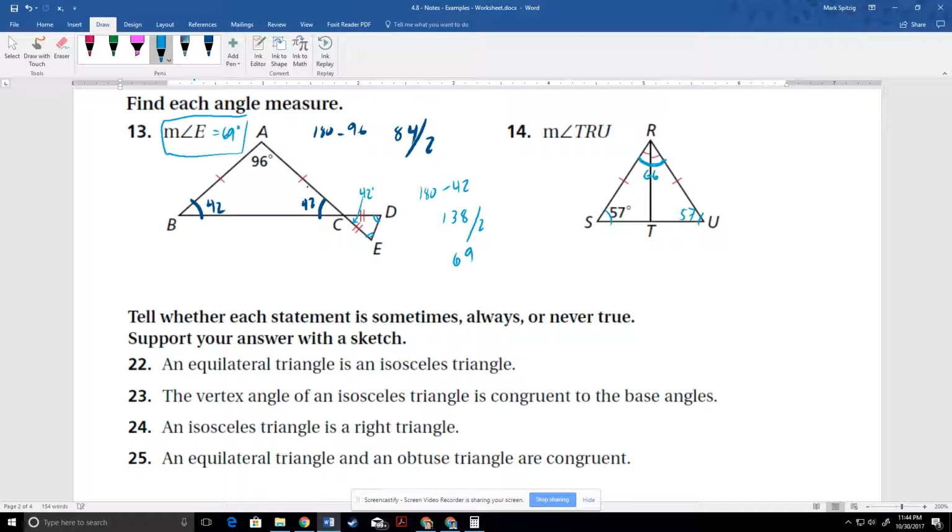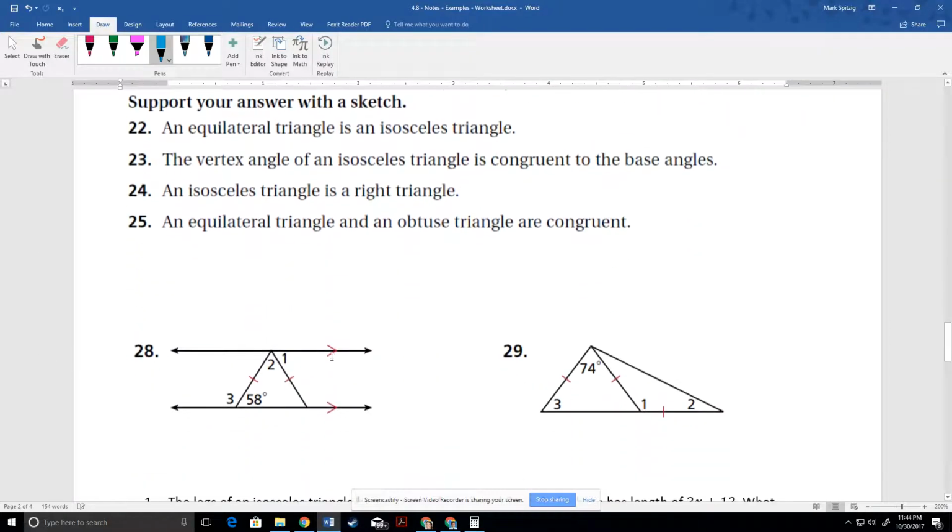But it's showing me that this angle and this angle are congruent. So what we do is take 66, and because this angle is bisected by RT here, I just split it. So each of these smaller angles is 33 degrees, right? So both this angle and this angle are 33. And angle TRU equals 33 degrees. True.